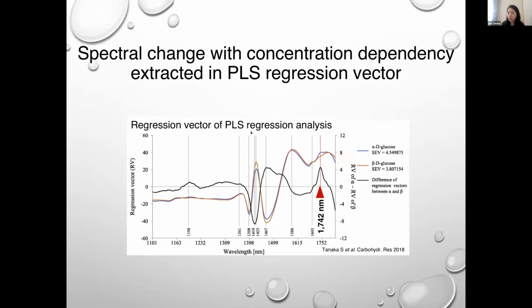Next, in order to analyze these differences statistically, I performed the PLS regression analysis with concentration for each anomer respectively. The blue line is the regression vector of alpha glucose. The orange line is that of beta glucose, and the black line is the difference between them. You can see there is a peak at 1742 again, and beta glucose has no peak here. This wavelength is related with glucose anomer and possibly important to distinguish glucose anomer structure.